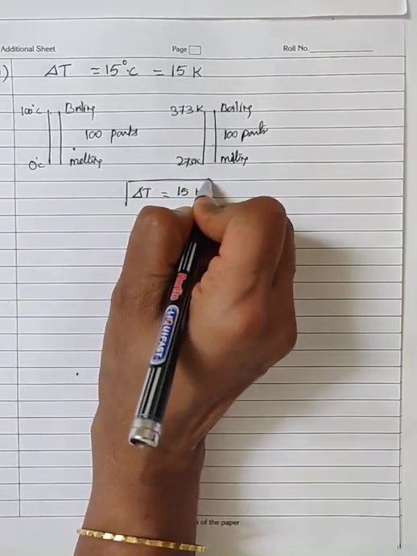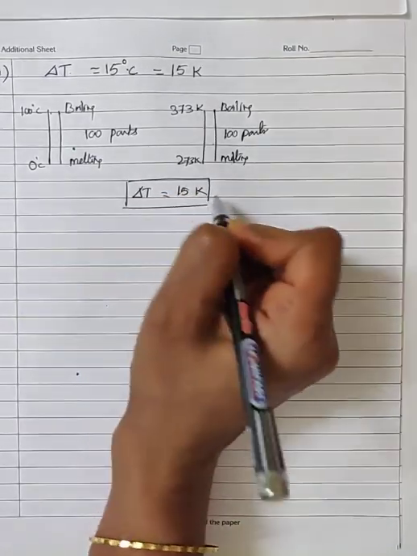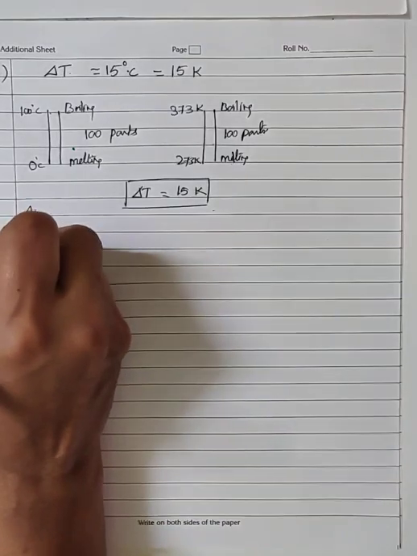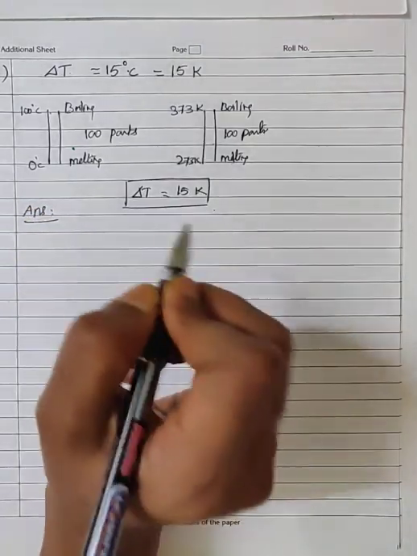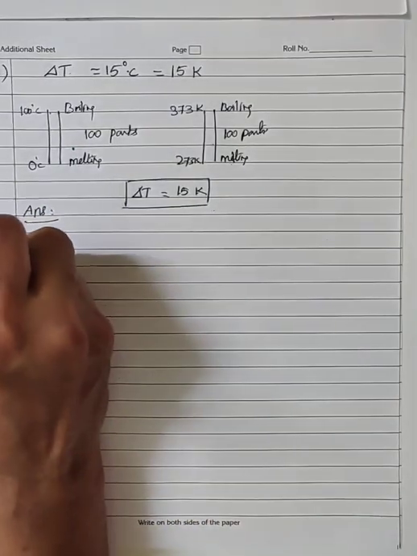I want you to write all the answers as a final answer. You write it in a statement. Write ANS and write the final answer in a statement. Okay. Come to the second question.